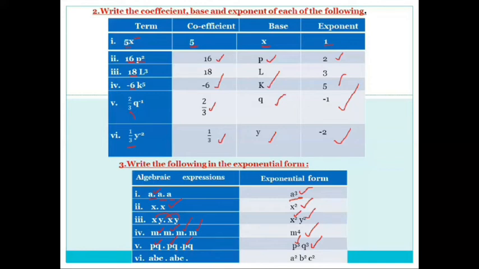Dear students, here we have the three letters a, b, c. But a is used 2 times, 1 time here, 1 time here. It will become a square. Here b 1 time, and here the second time. It will become b square. Again here the c, and here again c square.